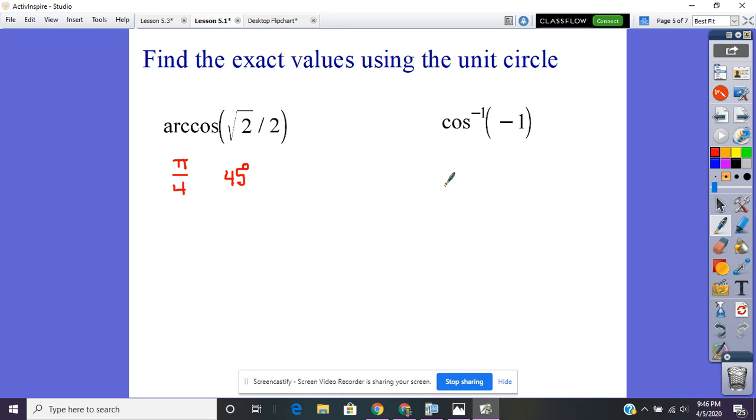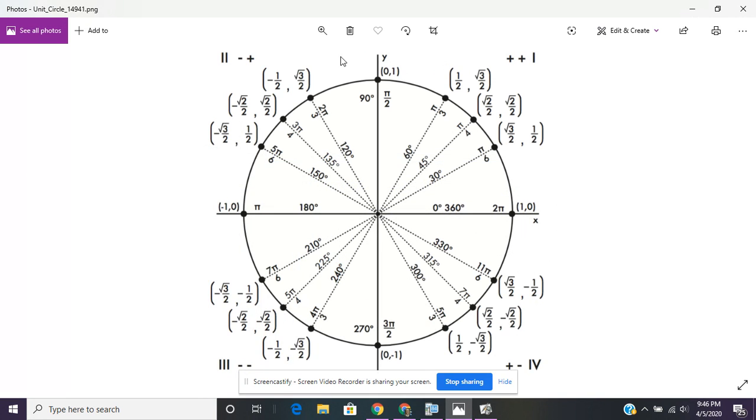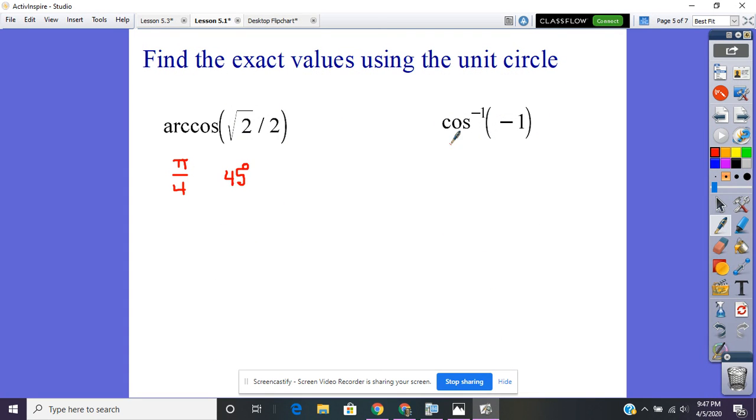So then for this one, if we were to look at -1, -1 flying all the way over here to our x value is pi, or 180 degrees. And since we are always looking in these two quadrants, these angles will always be positive. So it'll be a positive pi, or 180 degrees. Once again, either answer is fine. I have no preference between the two.